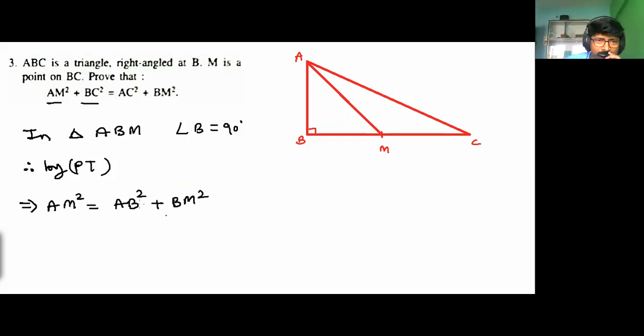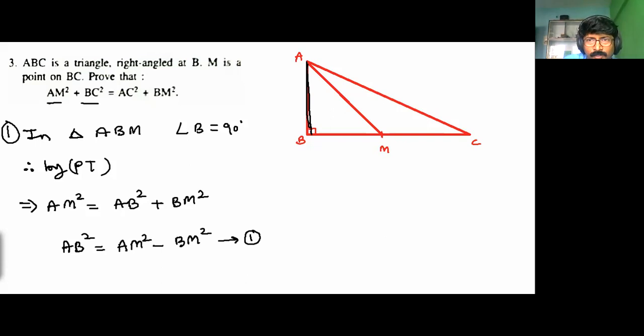Once you get that, look at this. AB is a common side between these two triangles. So I'll write everything in terms of AB. So AB square is equal to AM square, once I shift the other side, it will become minus BM square. And this is your statement number 1. Okay, this is the first part of the proof.